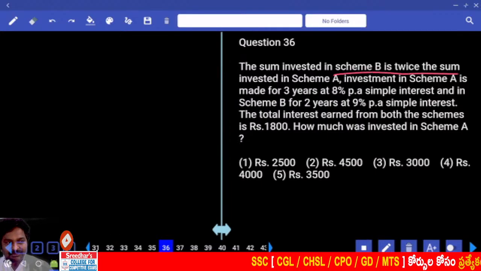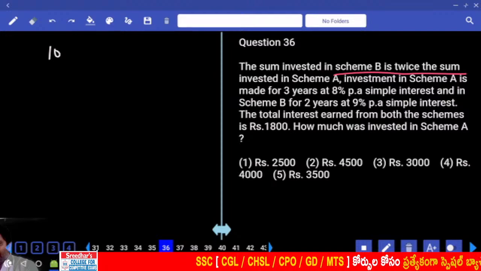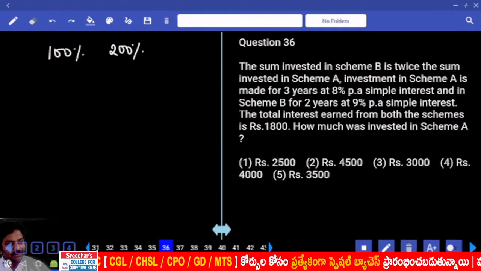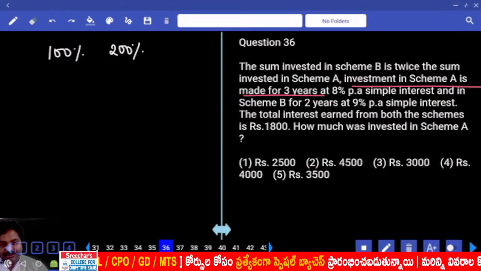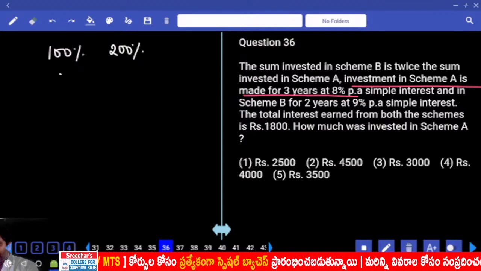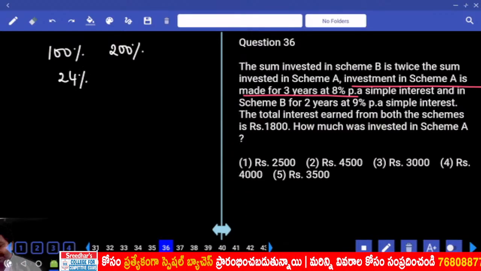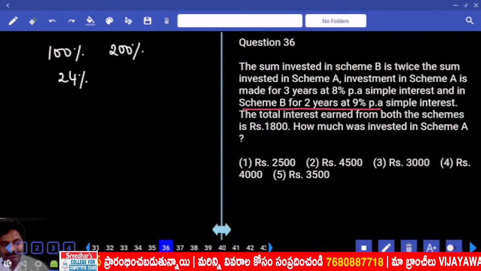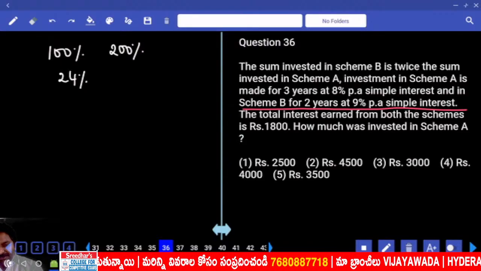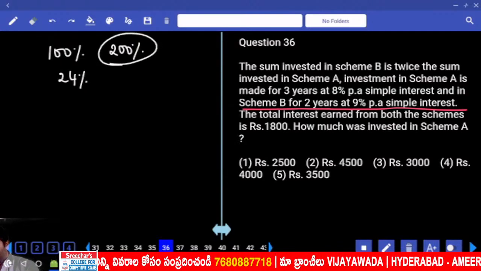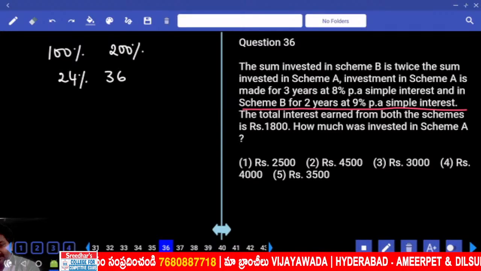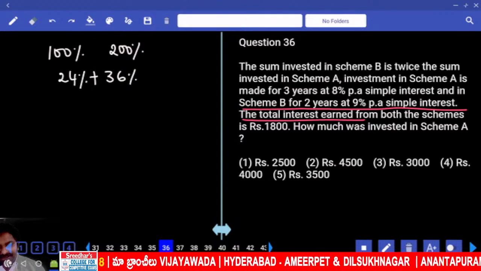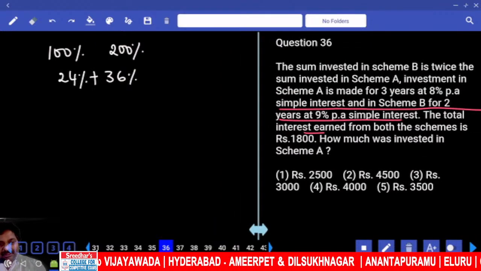Sum invested in scheme B was twice the sum invested in scheme A. A investment 100%, B investment double, 200%. Investment in A is made for 3 years at 8% per annum, simple interest, 24%. Investment in scheme B is for 2 years at 9% per annum, simple interest, 18%. 18% calculated on 200, which is 18 twos, 36%. Total interest obtained from both the schemes is 60%, which is equal to 1800.